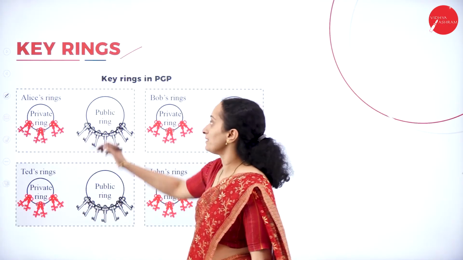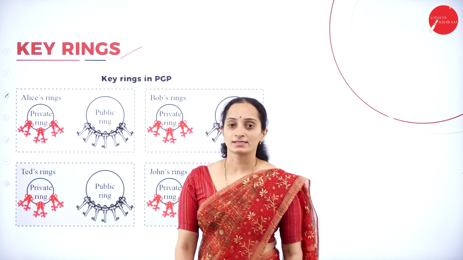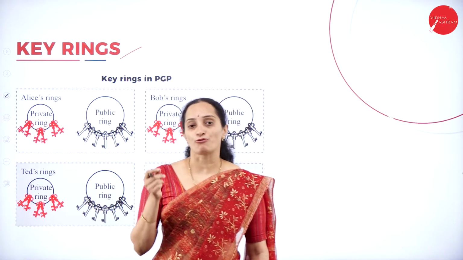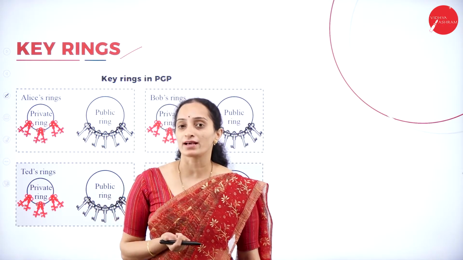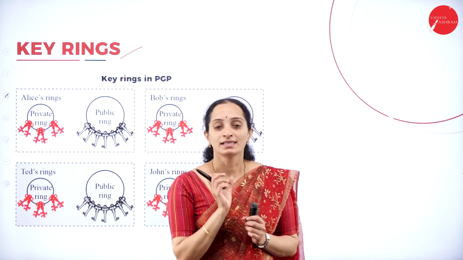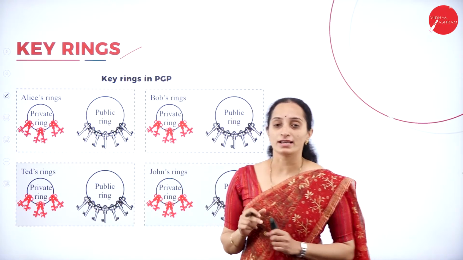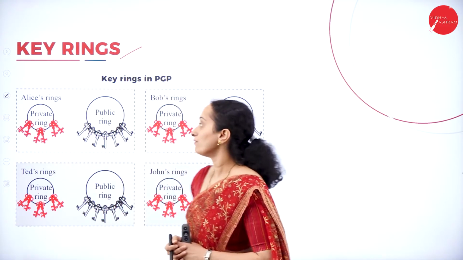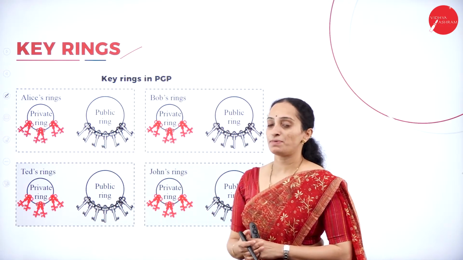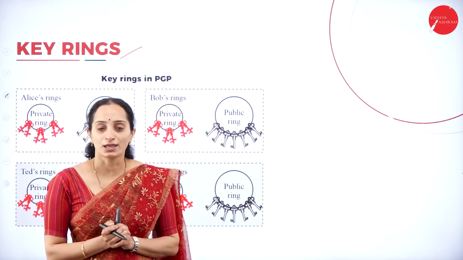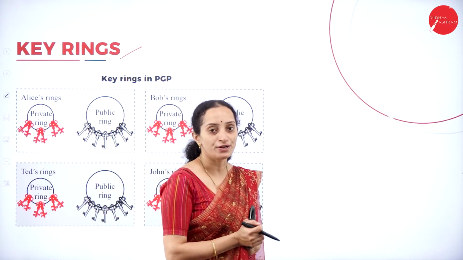The next concept is key rings. Why do we need key rings? We use a bunch of keys, isn't it? Which contains the key of a house, key of a vehicle, key of a car. So we have so many keys in a single ring. In the same way, there is a special provision given by PGP to create a ring of keys. Why is the key ring necessary?